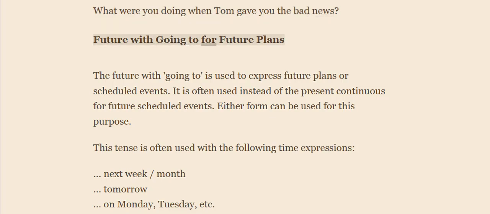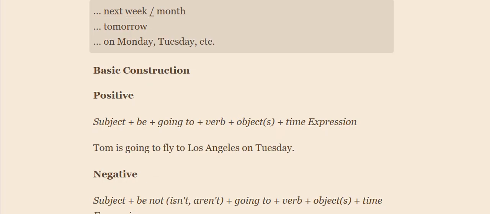Future with going to for future plans. The future with going to is used to express future plans or scheduled events. It is often used instead of the present continuous for future scheduled events. Either form can be used for this purpose. This tense is often used with the following time expressions: next week/month, tomorrow, on Monday, Tuesday, etc.